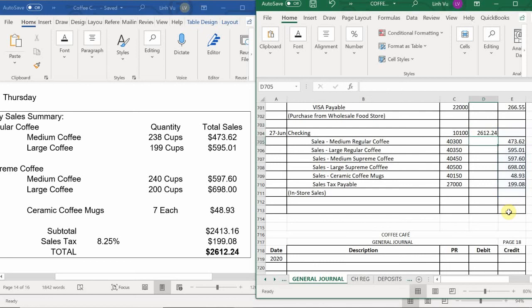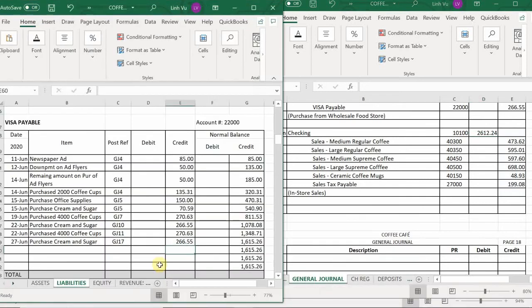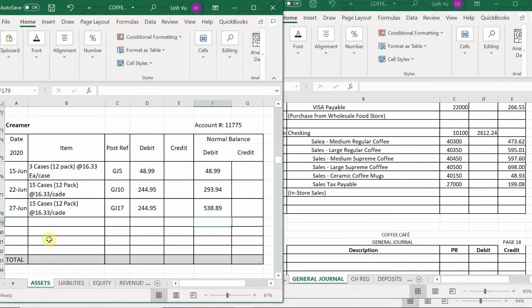All right. Now we're going to make sure our debits equal our credits. Yep, I got 26/12/24. So then next we will go ahead and post in our general ledger. First we'll go to checking. We'll just do it in order.